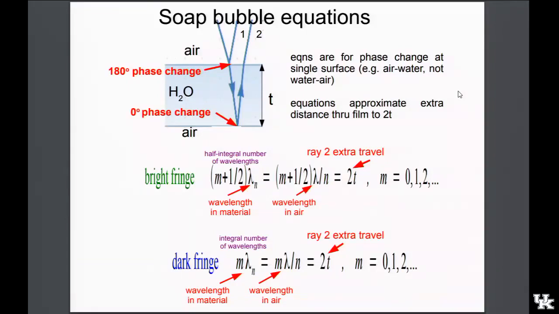Now, again, important point: that extra distance is 1, 2, 3, 4 wavelengths of the light in that medium, in the water of the soap bubble. So that's why I wrote it as lambda n. This is the wavelength in the soap bubble, which we could alternatively write as the wavelength in empty space, lambda, divided by the refractive index of the material of the soap bubble, the water of the soap bubble. So this equation and this equation are the same equations, just a different way of writing the wavelength of the light in the water of the soap bubble. And so these are the two equations that we use for soap bubbles.